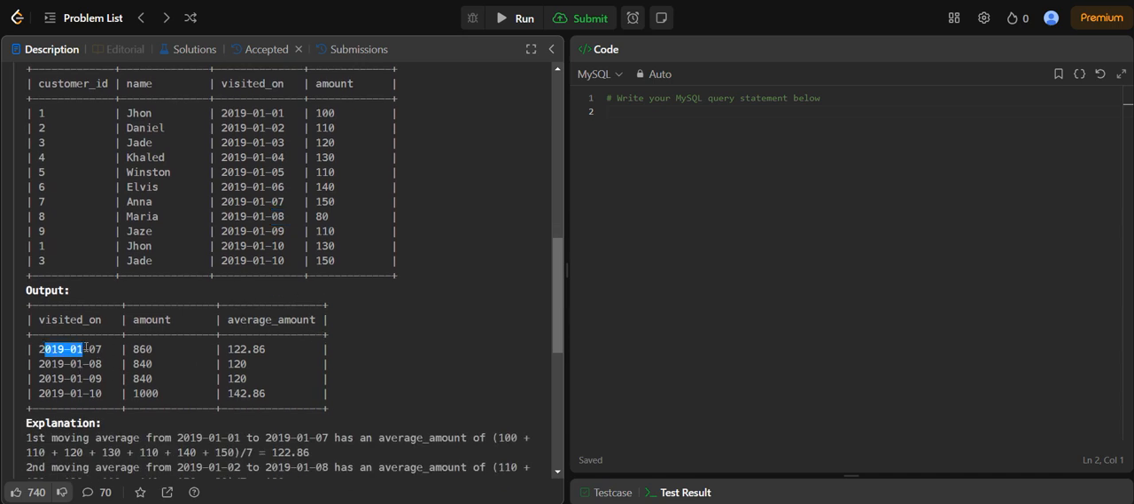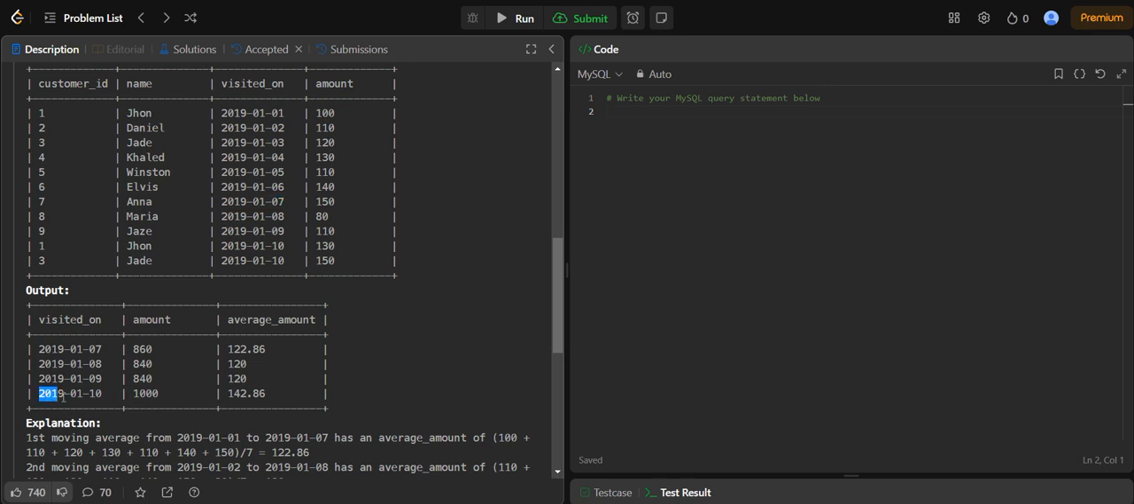See, 2019 January 7, so 1 to 7. Till here I have done the moving average, and the total also. If you add all of them, you will get 860. If you divide 860 by 7, you will get 122.86.